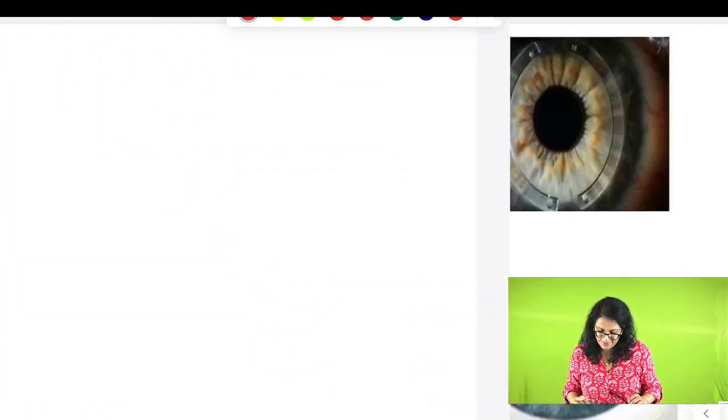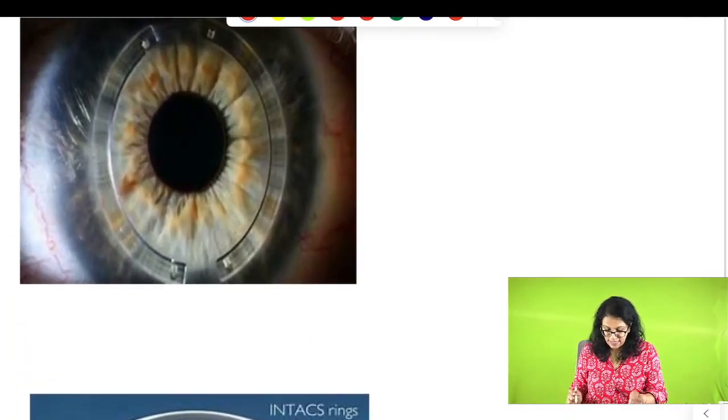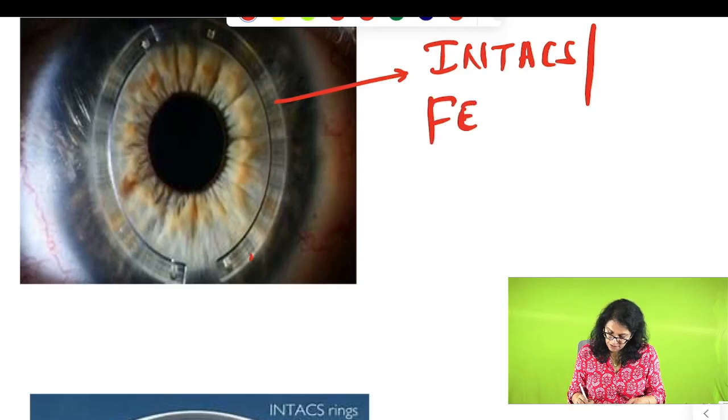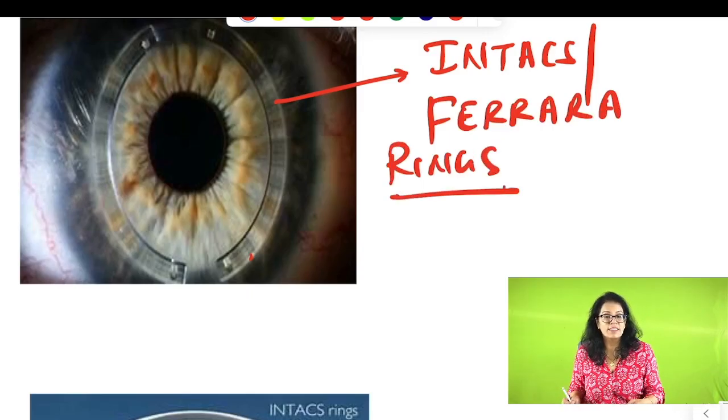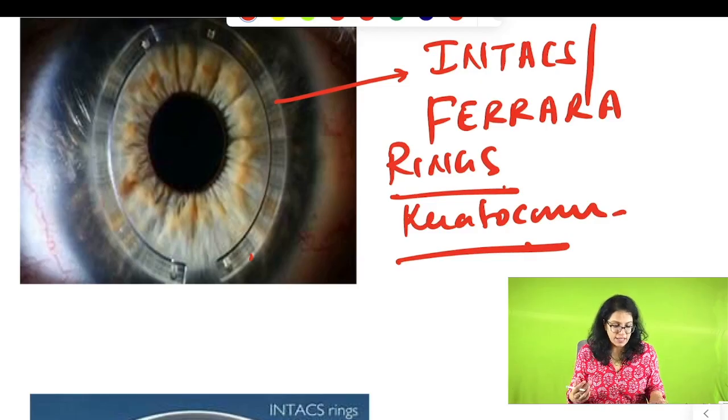Come to the next one. Look at this one. It was also a recent exam question. Can you see there's a ring type of thing inside the cornea? These are what are called intacts, we call them Ferrara rings. So where are we using it mainly? It causes stretching and decreases the curvature of the cornea. So mainly in keratoconus, or maybe post-LASIK if there is any ectasia, we can use it.